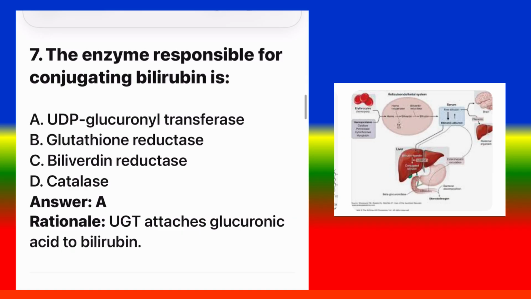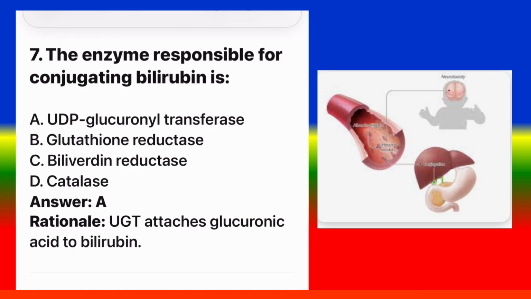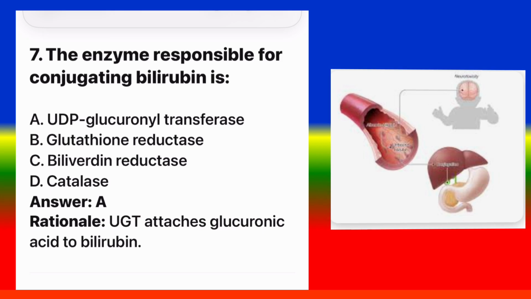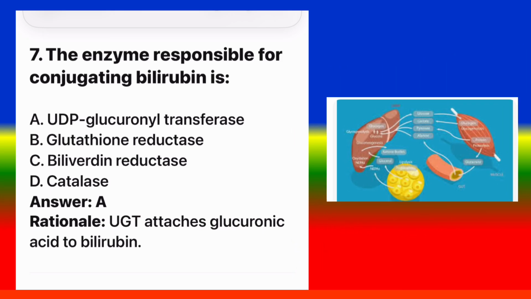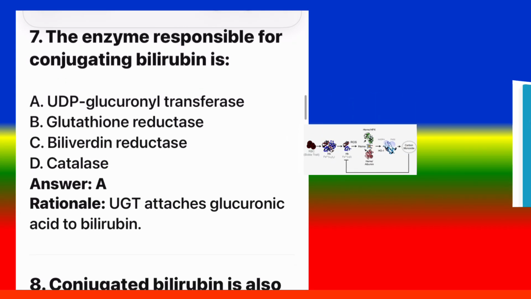7. The enzyme responsible for conjugating bilirubin is: A. UDP glucuronyl transferase, B. Glutathione reductase, C. Biliverdin reductase, D. Catalase. Answer A. Rationale: UGT attaches glucuronic acid to bilirubin.